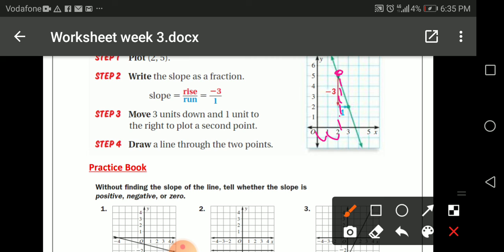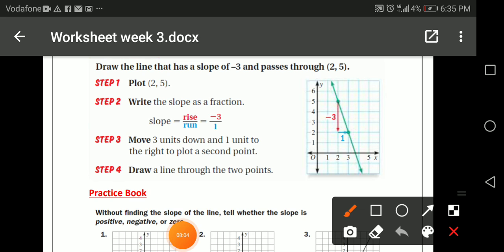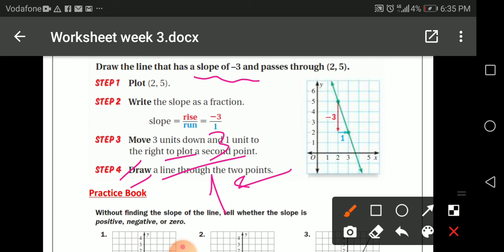We have the slope, rise over run. He gives me the slope of negative 3. When I say slope equals negative 3, it means negative 3 over 1, because 1 is the same. Negative 3 over 1 gives me negative 3. So this is how to write it as a fraction.